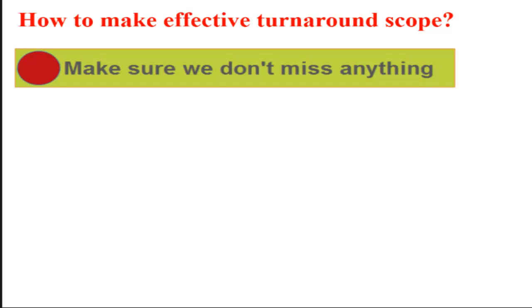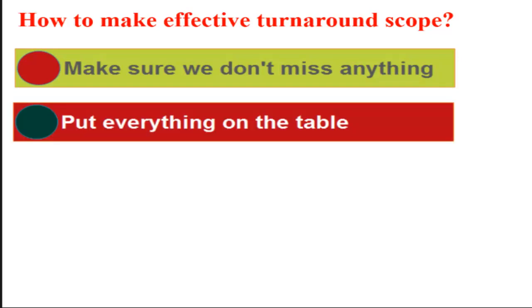First, make sure we don't miss anything. Anything should be included and then decided if it is set aside for turnaround or recommended to be done during the operating maintenance or running maintenance. Everything should be put on the table.